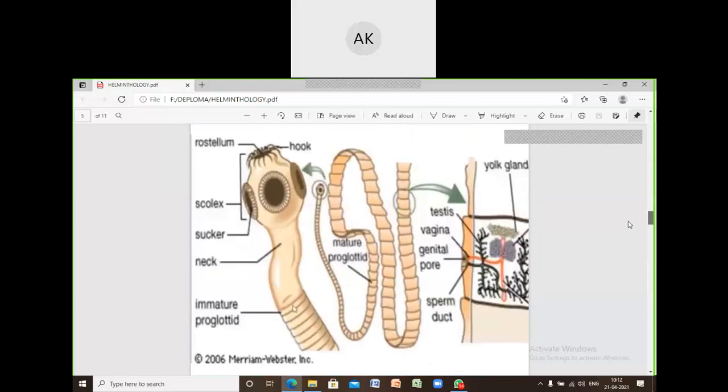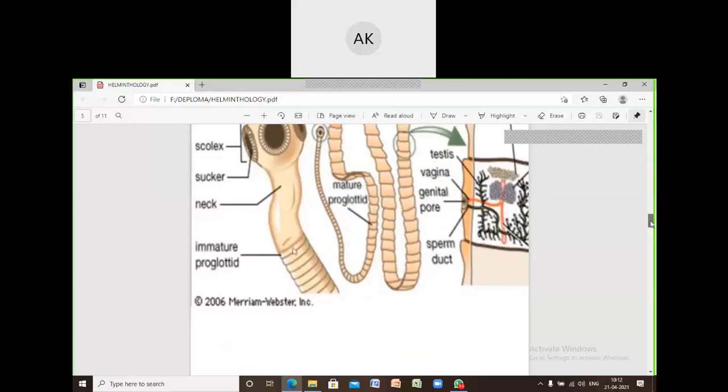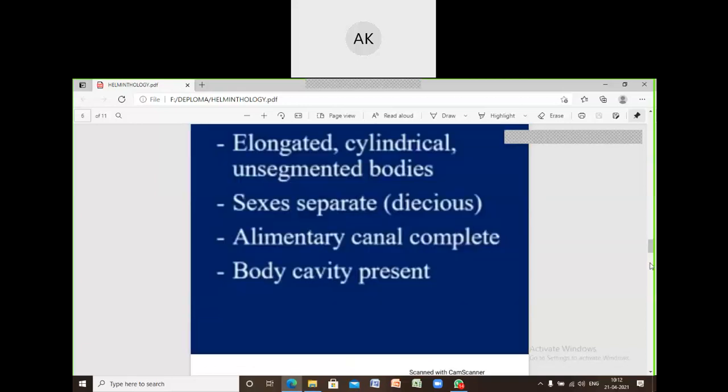See, this sucker. Okay, what is the function of this sucker in platyhelminth? This sucker will get attached to the host. Okay, parasites, they depend upon the host. Yes or not? They depend upon the host. So this sucker will get attached with the host and the parasite will live on the host. That is the function of the sucker.